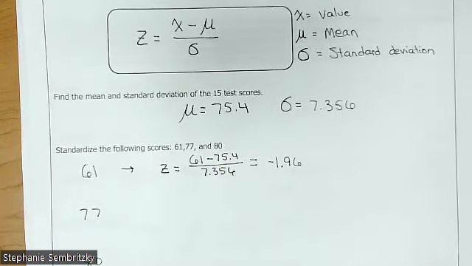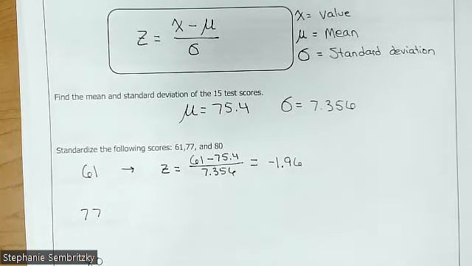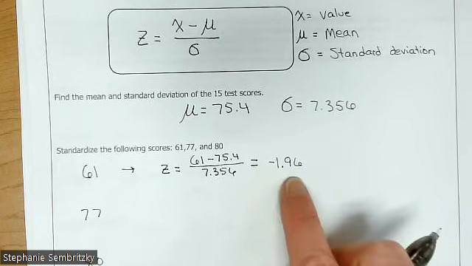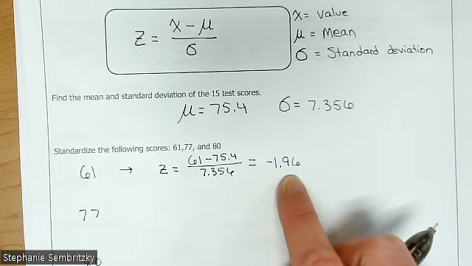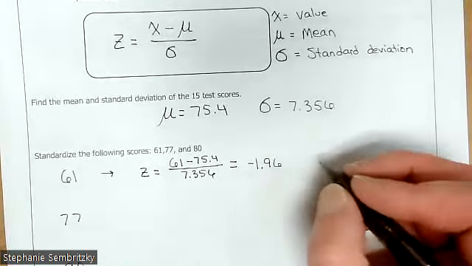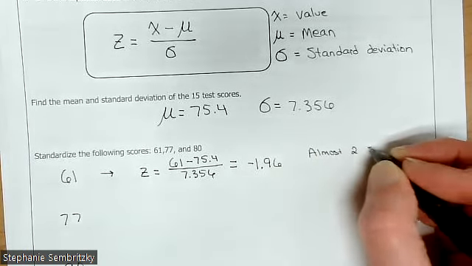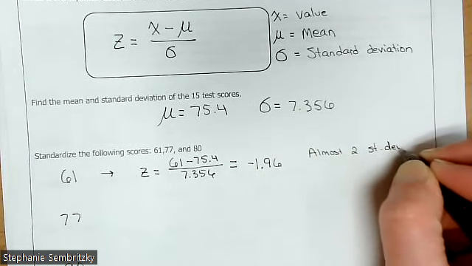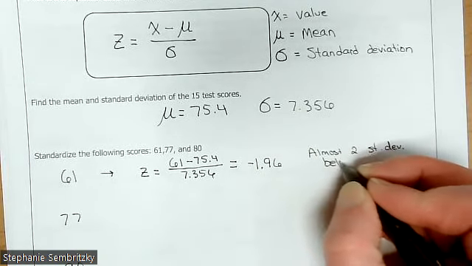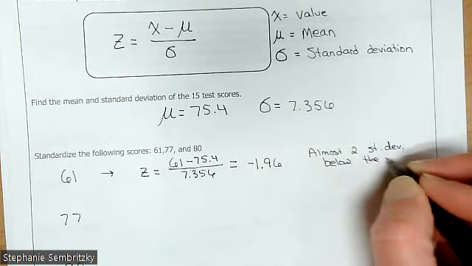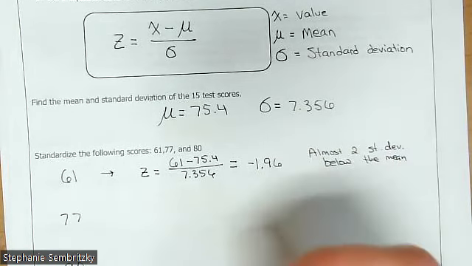So it's negative. What does that mean about its location from the mean? It'd be to the left. It'd be below. And it's almost a full 2. It's really close to 2. So this is almost 2 standard deviations below the mean. That's pretty far away.